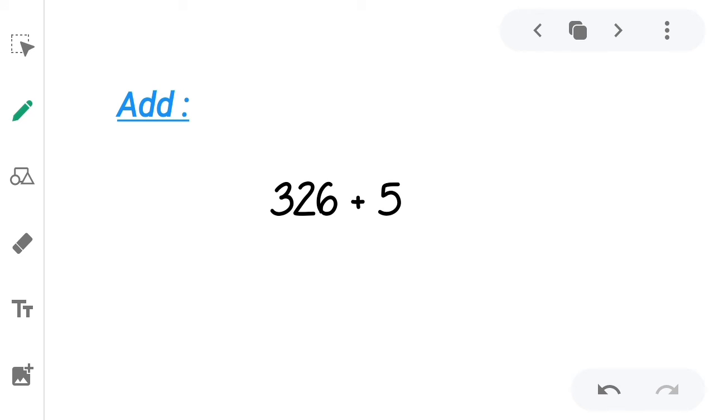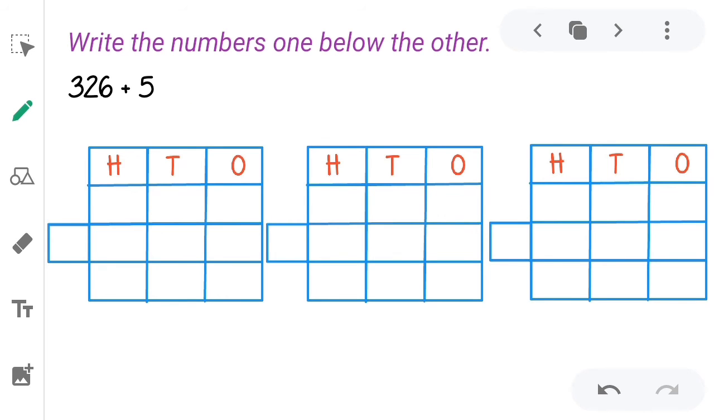Add 326 and 5. So children, let us learn how to place the numbers in their proper positions. So the first number here is 326. So there is no doubt in that. We have 3 in hundreds place, 2 in tens place, and 6 in ones place. So it can be written like this.